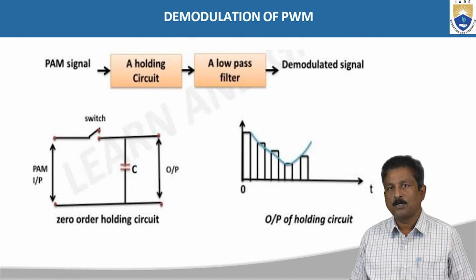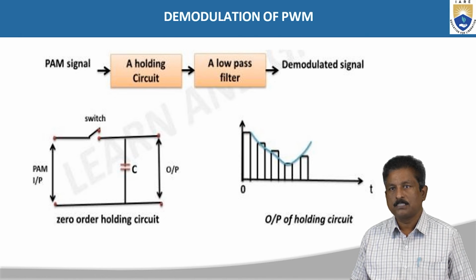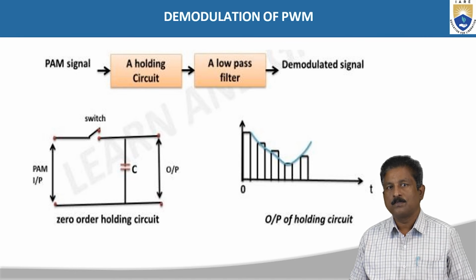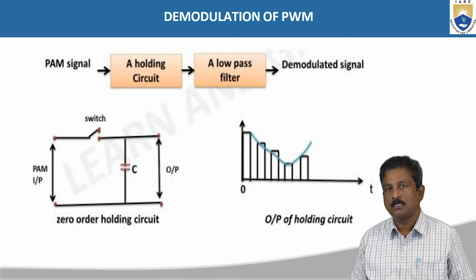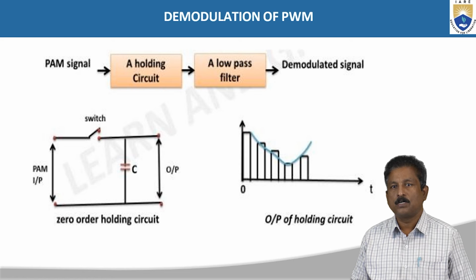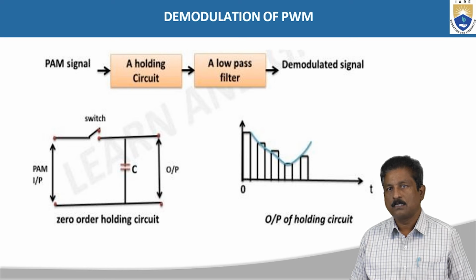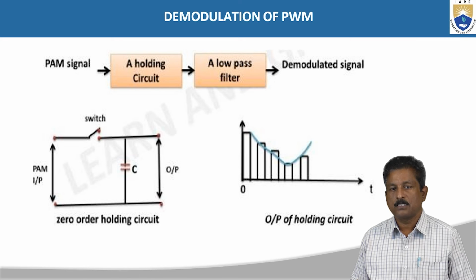It is a demodulation technique. By seeing this diagram, the input signal is given to a zero order holding circuit and a low pass filter for demodulation of the PWM. Overall, you can see how we are going to generate the original signal. Coming to the receiver side, the demodulation side, our aim is to retrieve the original signal.